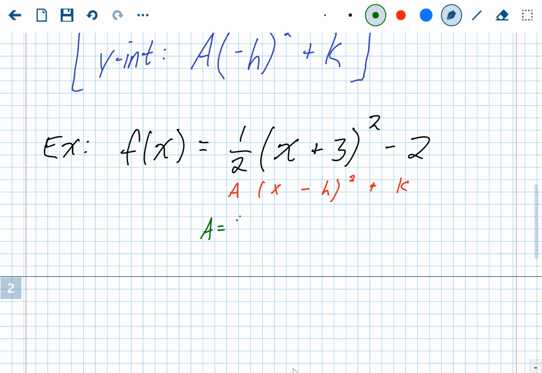A is 1/2. Okay. H isn't 3, it's negative 3. And then k, again, the h is always the opposite of what you see. And then the k value is just whatever you see, so negative 2.